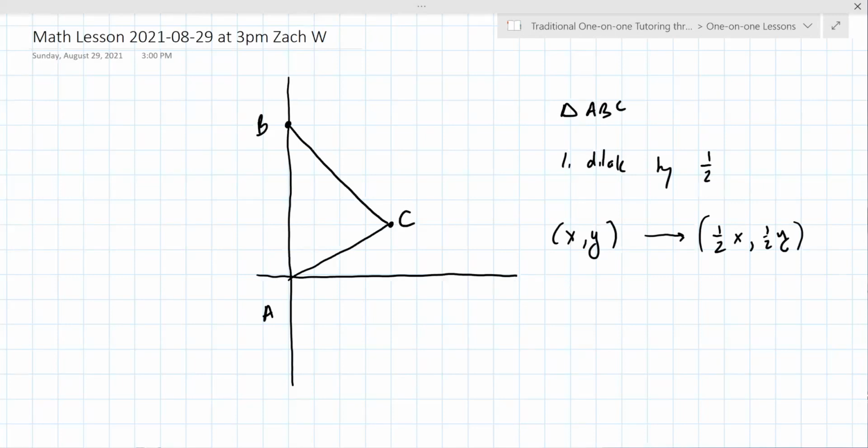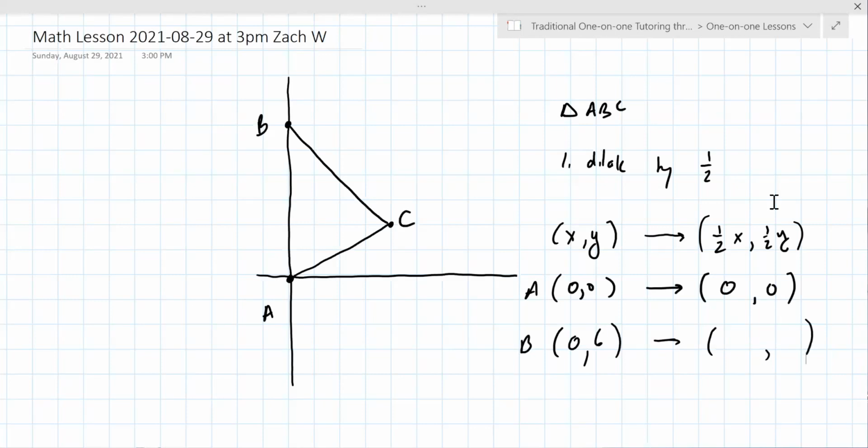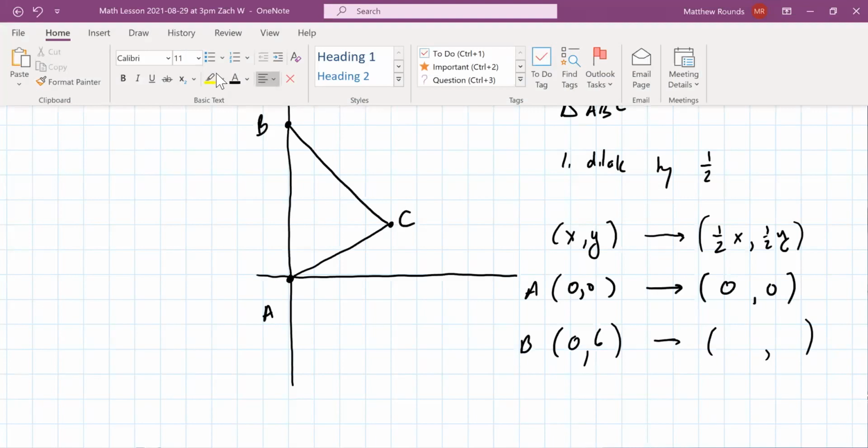So let's say we got the first ordered pair here, 0, 0. So what's 1/2 of 0? 0, 0. Half of nothing is still nothing. Okay. And then that's A. B is all the way up here at 0, 6. So what is half of each of those? 0 and 3.